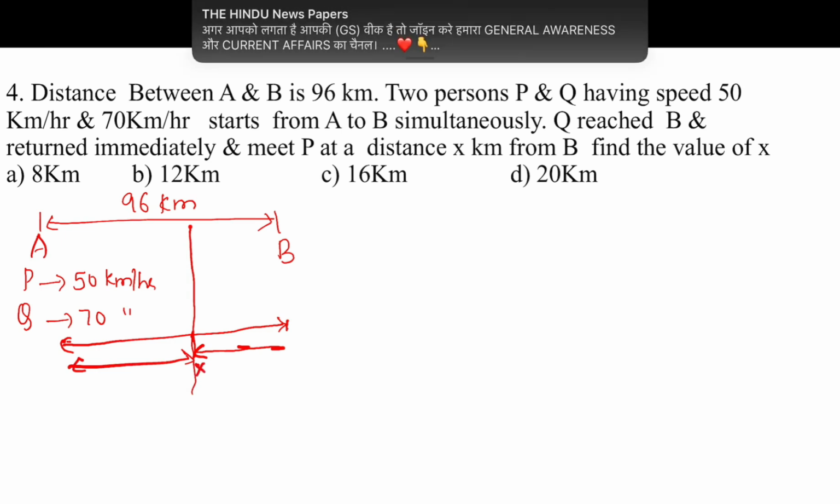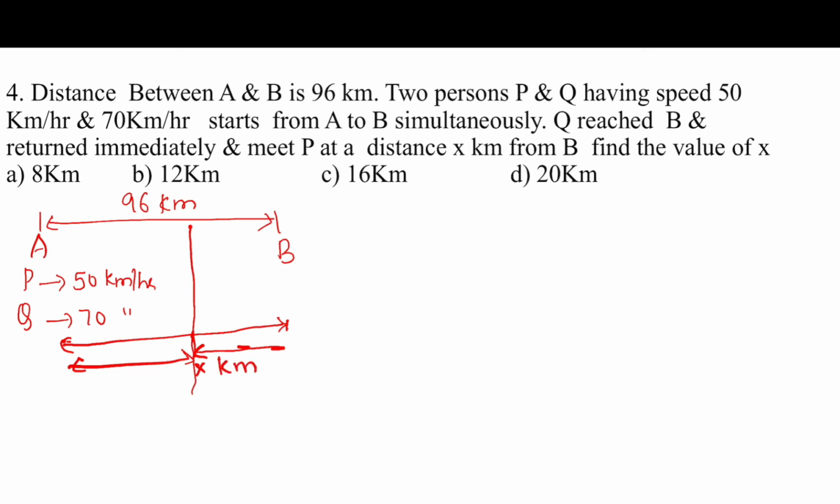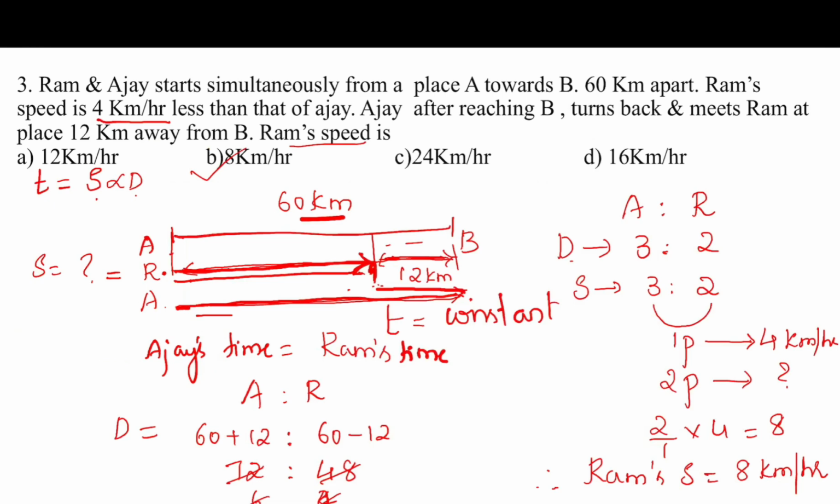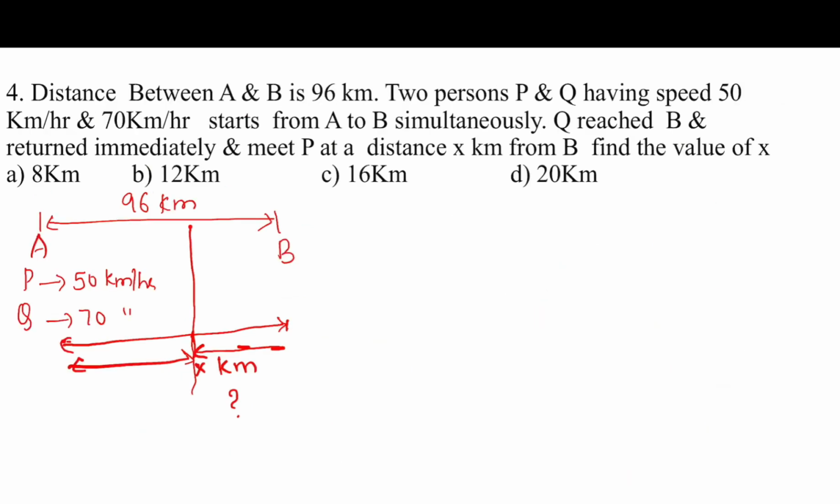They meet at a point x kilometers from B. So find the value of x. What is the value of this x they are asking? In the previous problem, what had happened? They had given this x value, that is 12 kilometers. They were meeting at a point 12 kilometers from B, isn't it? They had given this value, but now they are asking for that value. Okay, same type it is.